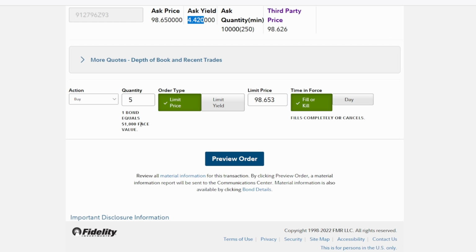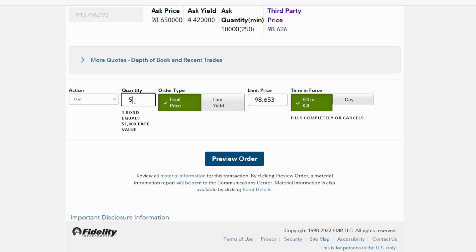Okay, so I'm buying 5, which means 5 times 1,000 each, so $5,000. And you can limit the order type by limit price or limit yield. In this case, it's not available on this. I don't know why, but okay. And time in force, day or fill or kill. Also, the day is not available to use. Fill or kill just means that you cannot fill my order partially.